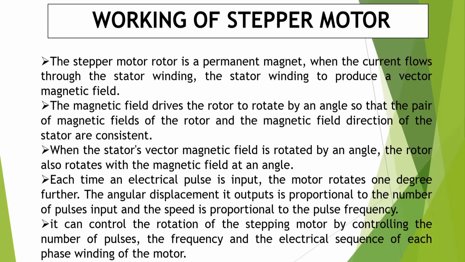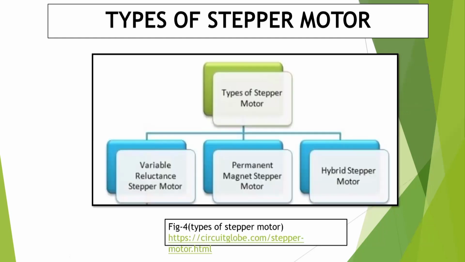So this magnetic field will drive the rotor to rotate by a particular angle so that the directions of the stator and rotor fields are consistent. This angle will decide how the rotor rotates with the magnetic field, and each time an electrical pulse is given it will go on, right? So we can control the rotation of the stepper motor only by controlling the number of pulses, because a pulse has a certain fixed frequency.